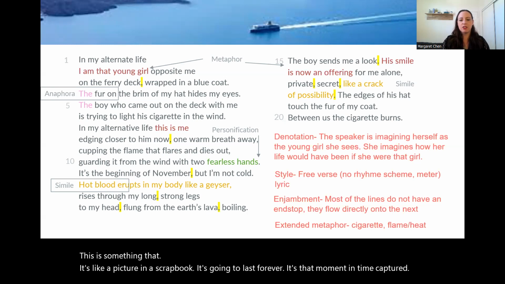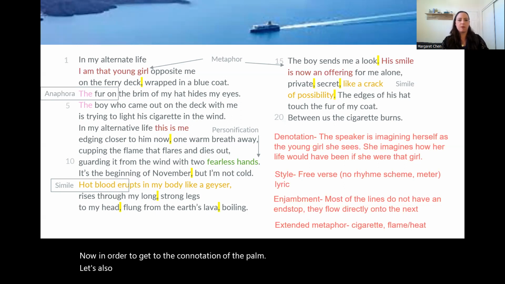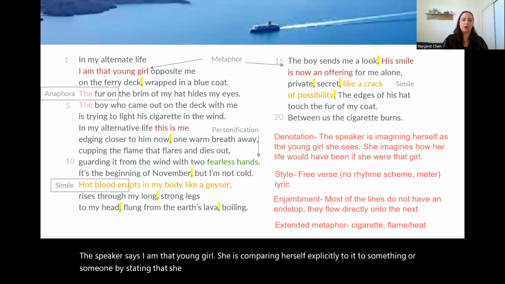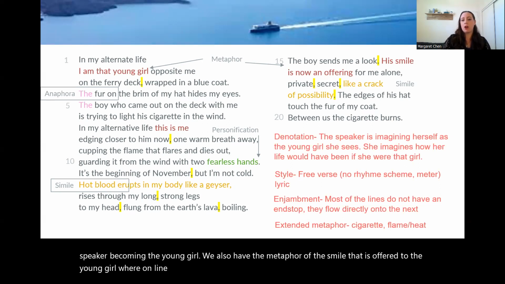Now, in order to get to the connotation of the poem, let's also look at the poetic devices I've highlighted here. So we get the metaphors. The speaker says, I am that young girl. She is comparing herself explicitly to something or someone by stating that she is that something or someone. So we have the metaphor of the speaker becoming the young girl. We also have the metaphor of the smile that is offered to the young girl, where on line 15, his smile is now an offering. It's not like an offering. His smile becomes the offering.